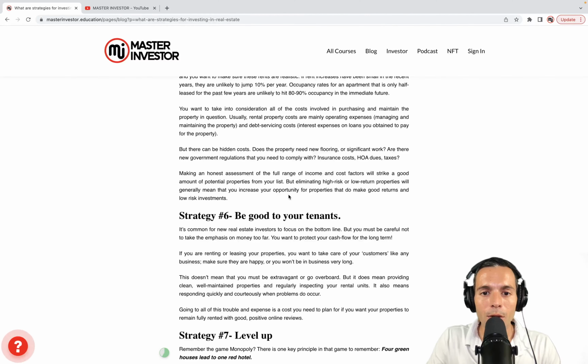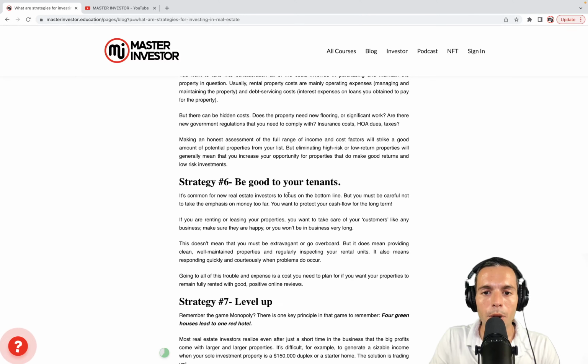You want to take into consideration all of the costs involved in purchasing and maintaining the property in question. Usually rental property costs are mainly operating expenses, managing and maintaining the property, and debt servicing costs, interest expenses on loans you obtain to pay for the property. But there can be hidden costs. Does the property need new flooring or significant work? Are there new government regulations that you need to comply with? Insurance costs, HOA dues, taxes.